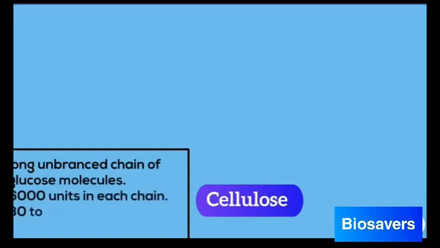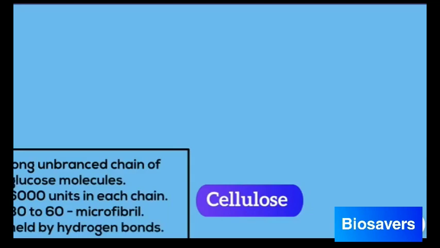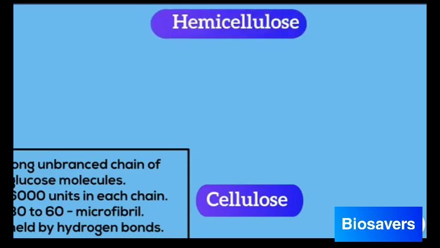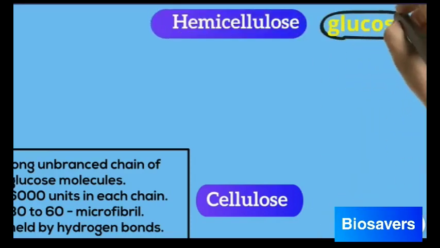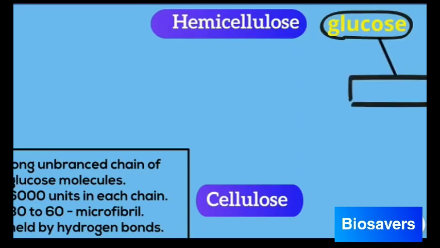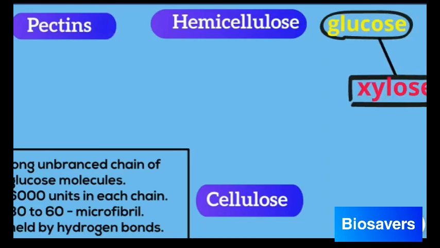Cellulose is an unbranched chain of glucose molecules. There are 6,000 glucose molecules in each chain, and many such chains combine and form a bundle-like structure called microfibrils, and these microfibrils are held together by hydrogen bonds. Second is hemicellulose. It is a branched polysaccharide having a main chain of sugar such as glucose molecules and a side chain of other sugars such as xylose molecules.